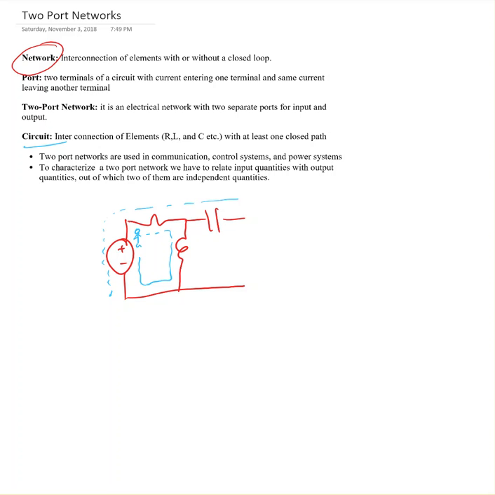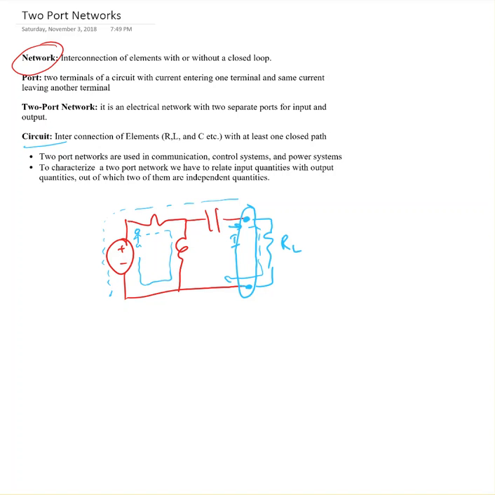Now a port is nothing but two terminals of a circuit with the current entering one terminal and the same current leaving the other terminal. So if you look here, say for example, there are two terminals here. Whatever current goes out, say I have some other element here connected, RL, the same current is coming back. Okay, so these two terminals are called a port. Whatever current is entering through one terminal, the same current must leave through the other terminal. That is called a port.